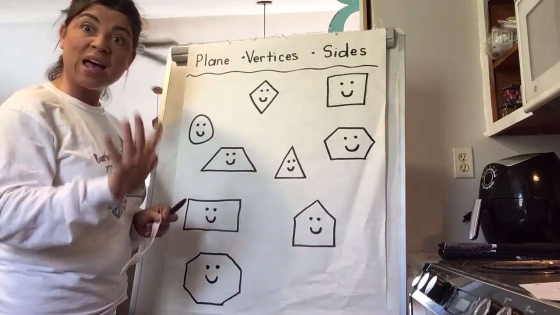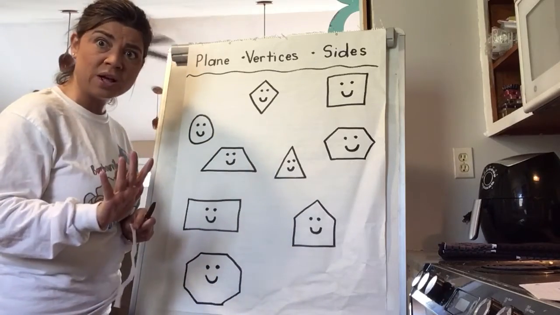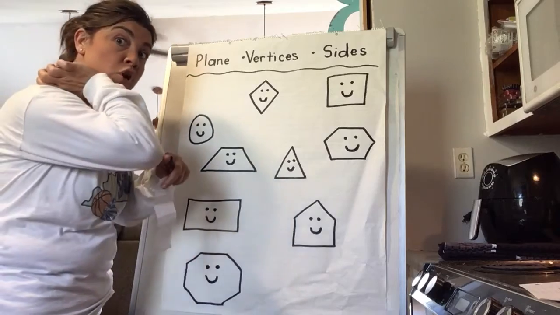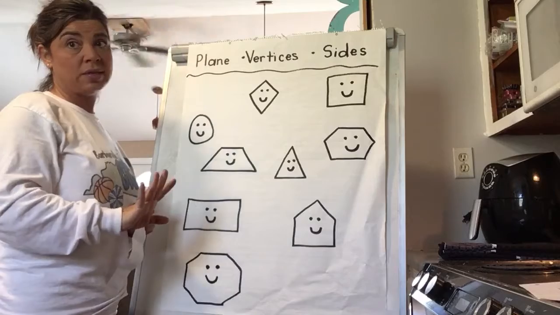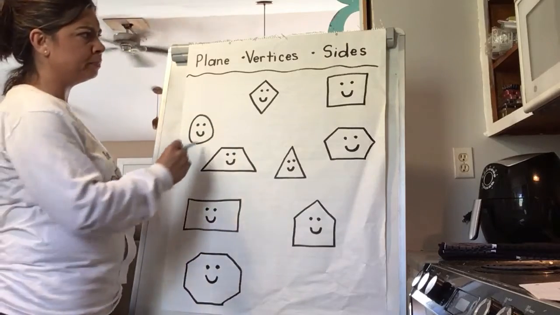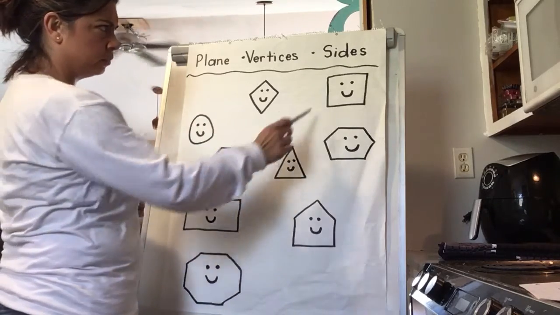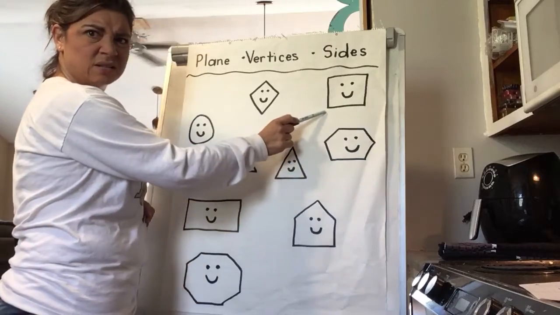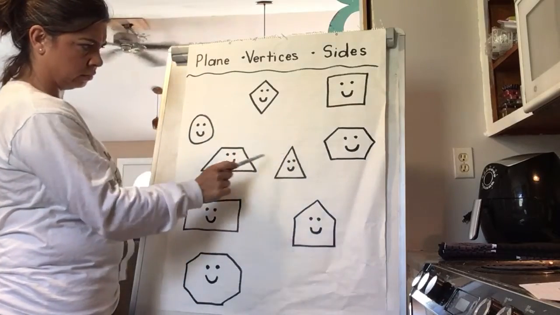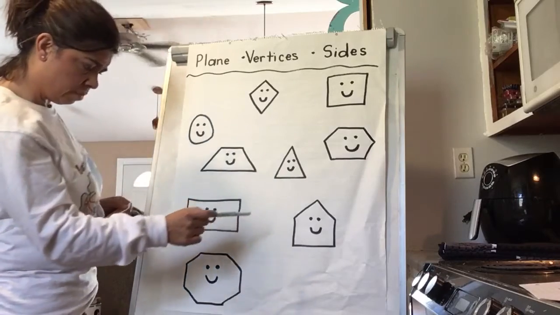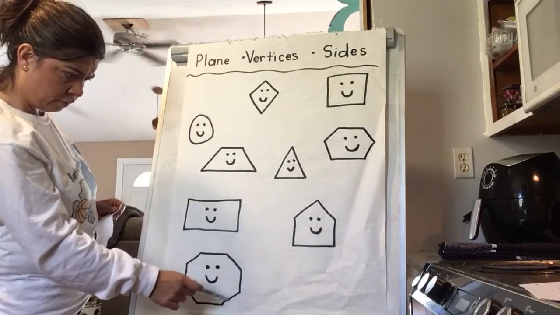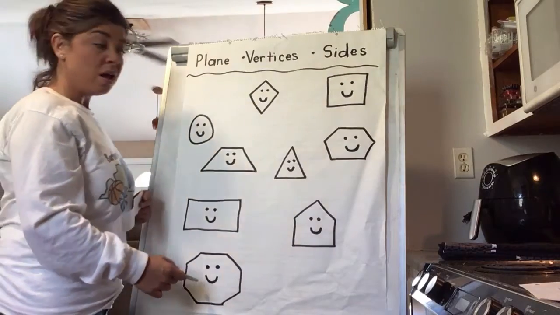I have 5 vertices. Now vertices are what? Those are corners. Yes, corners. So 5 sides, 5 vertices, and they're all the same. So let's take a look. Does this have 5 sides? No. Does it have 5 sides? No. 1, 2, 3, 4, 5. Oh, that's more than 5.